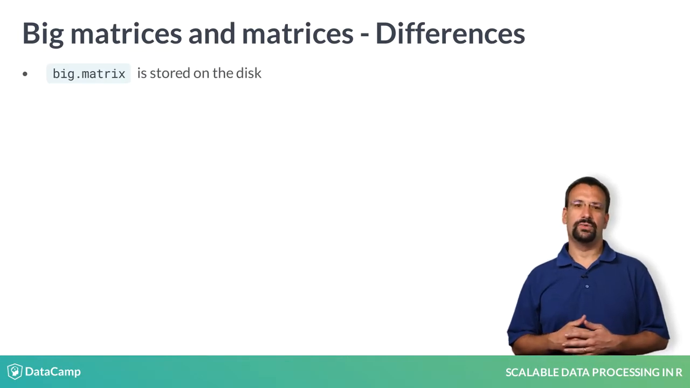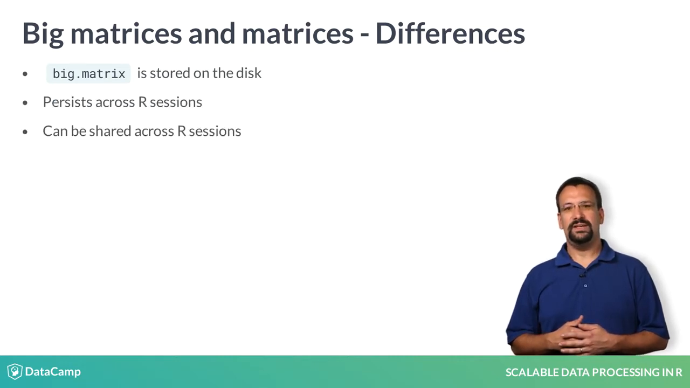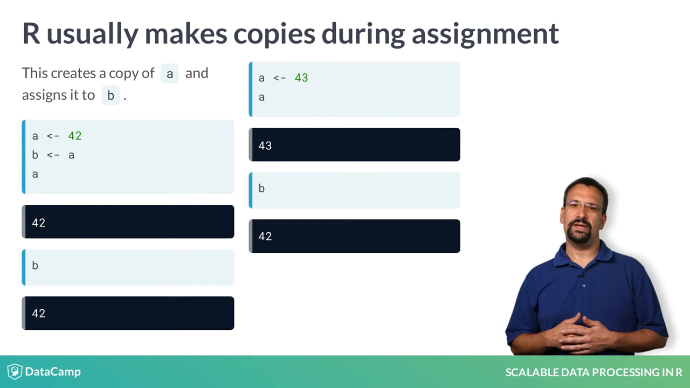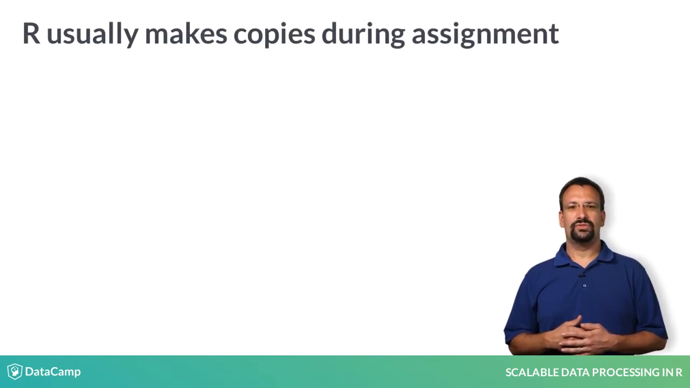One difference, which you already know, is that a big matrix object is normally stored on the disk rather than RAM. This means that a big matrix can persist across R sessions and can even be shared among R sessions. Another difference is that a big matrix object is not copied like a regular matrix. When an R variable is assigned to other variables, it actually gets a copy of the content. This is also true when parameters are passed to functions.